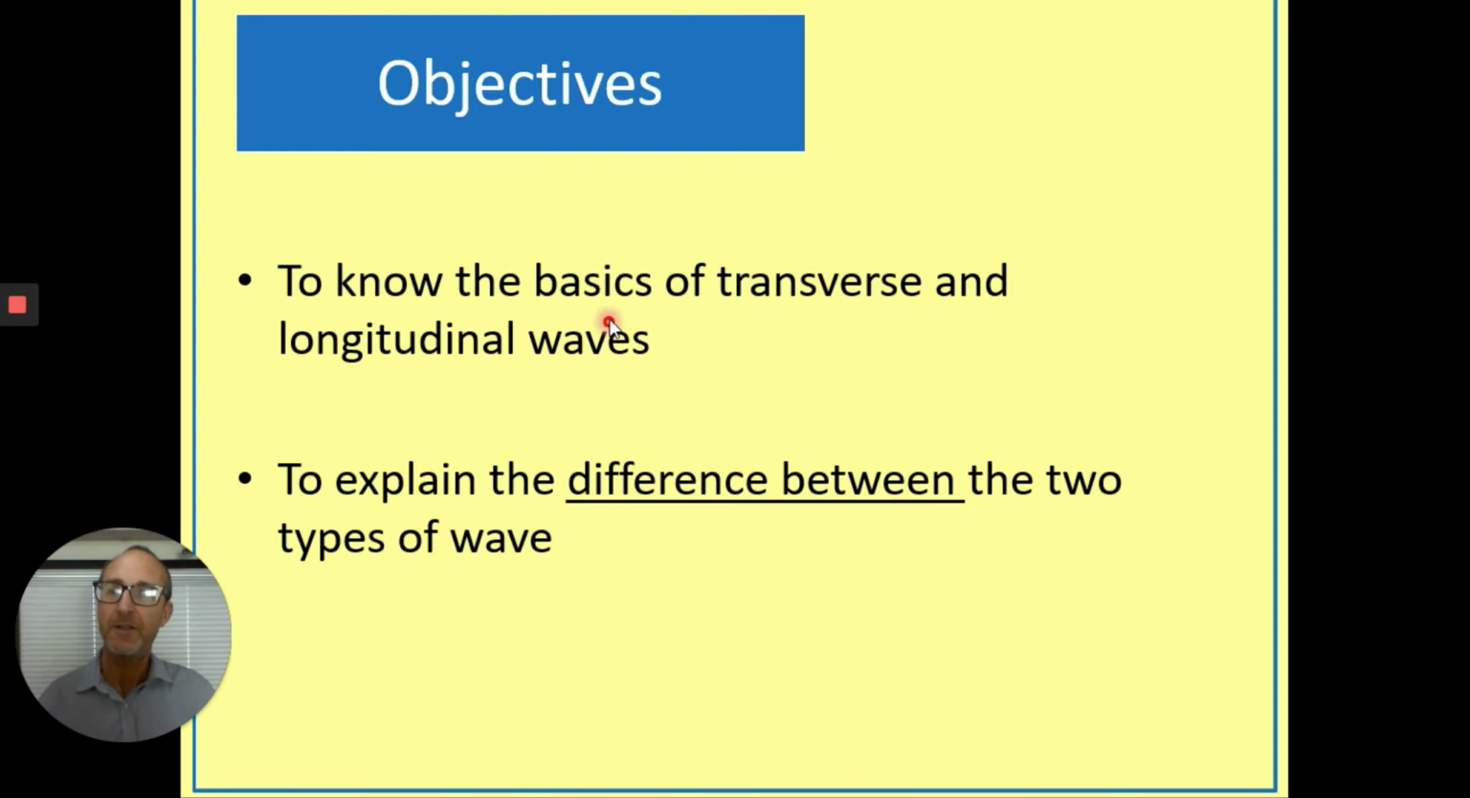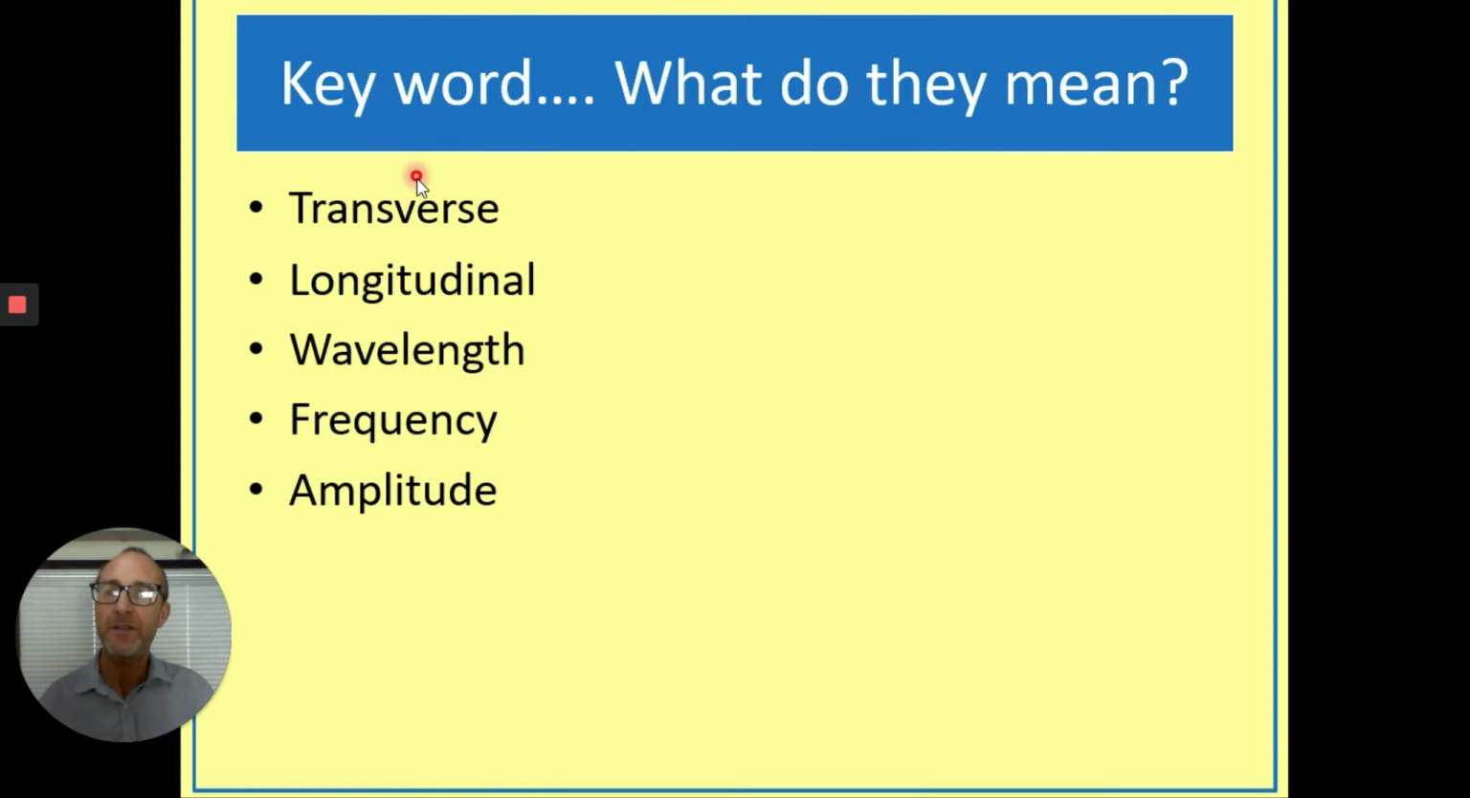We'll look at the basics of a transverse wave and a longitudinal wave, and then your task as a lesson is to return to me via Teams a paragraph explaining the difference between two types of wave, transverse and longitudinal. Now, these are the key words that you will be able to talk about at the end of the PowerPoint: transverse, longitudinal, wavelength, frequency, amplitude.